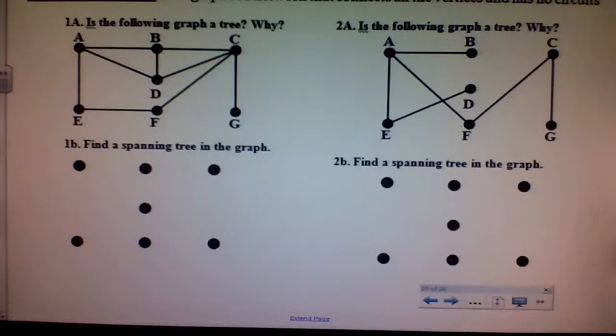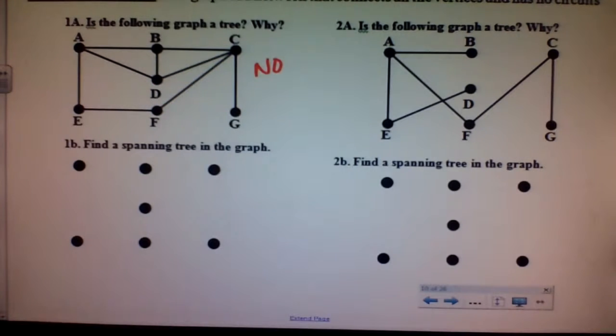All right, back up here. So, number 1A, is this graph a spanning tree? No. Why? It's that circuit. There are several circuits here. You've got a huge circuit, a little circuit, and another little circuit. There's a crazy amount of circuits in this graph. So this is automatically a no.